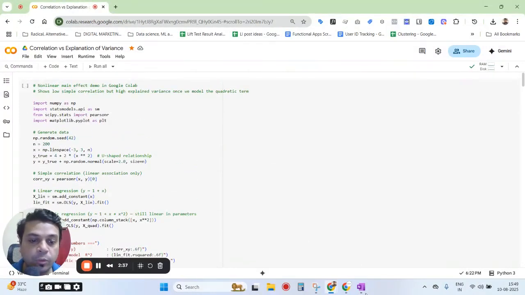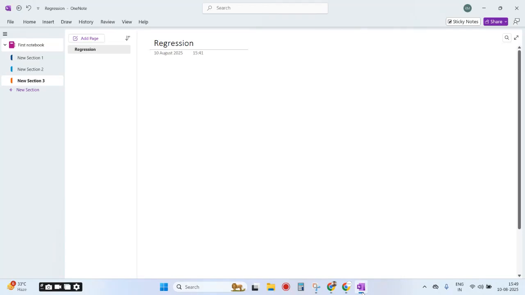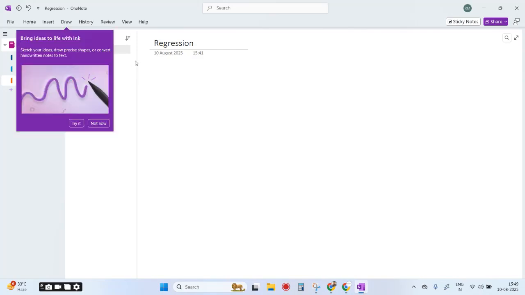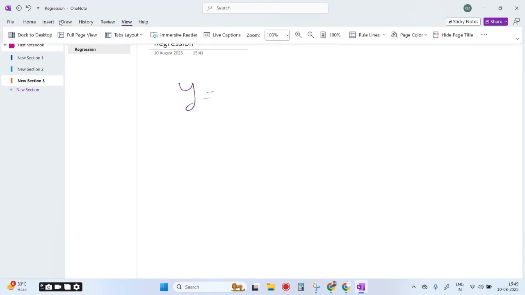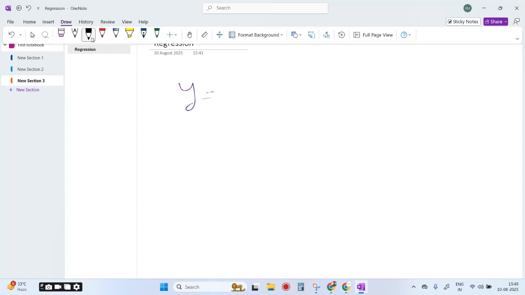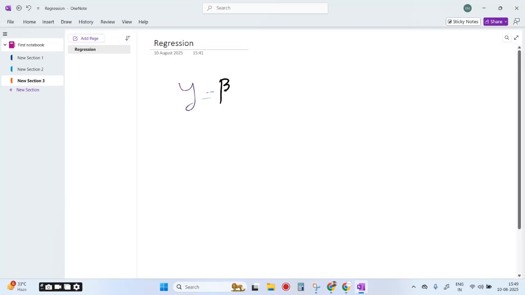So let's get started. What I'll do first is give you a rough sketch of what regression is, especially for those who are somewhat uninitiated in the mathematical formulation of it. So this is what regression really looks like. So a regression is nothing but you have a dependent variable y, and then you have your coefficients.